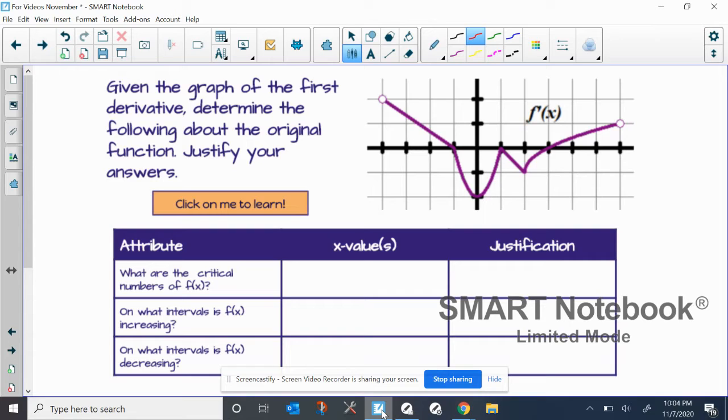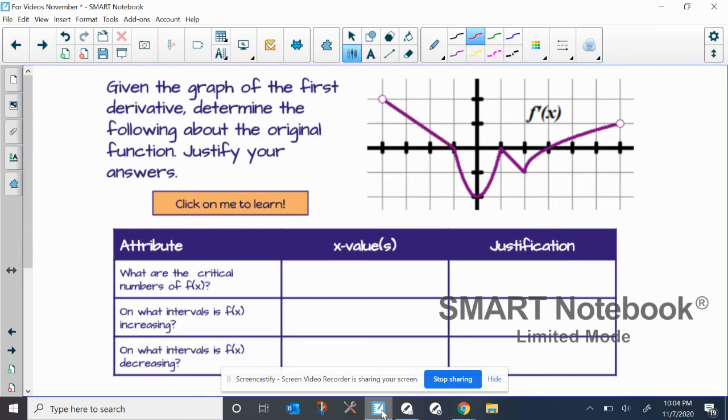So what we're going to do is actually just identify different attributes of the original function using this graph, which is the graph of the first derivative, which you have done in the past because you have had the graph of velocity and had to identify things about the position. So this is the same thing, but without a context. So it's a little more abstract, which is why I started with the context when I taught this, because this is a little tougher for some people to grasp.